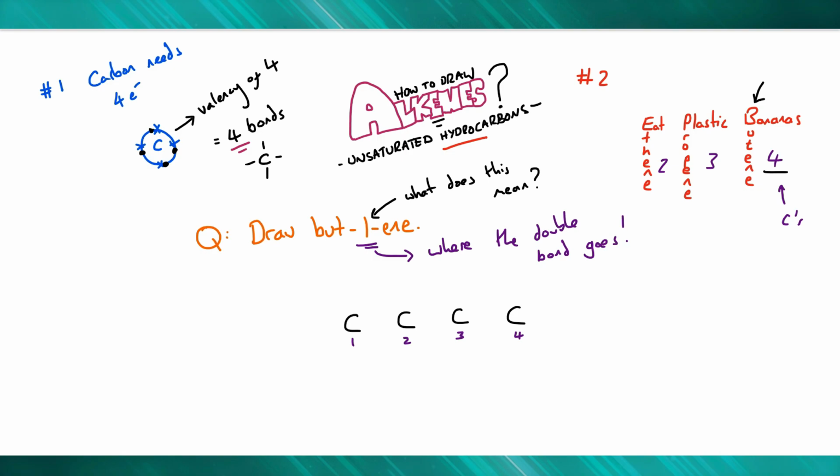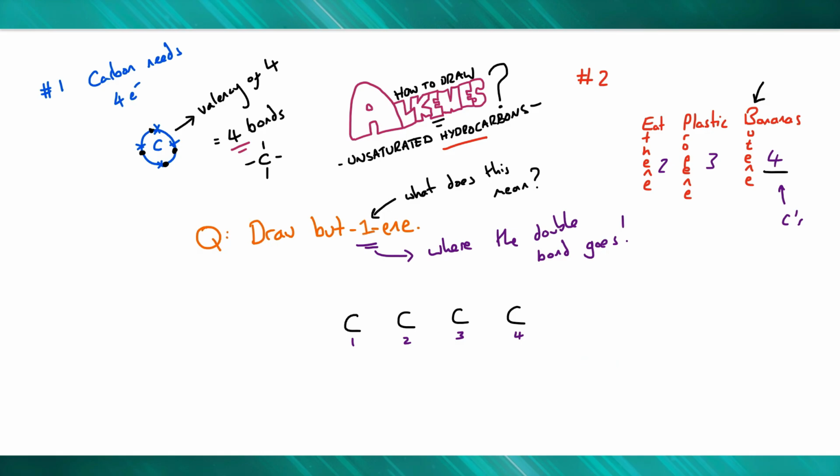So because it's got the 1, it means the first carbon. So it's got to have a double bond from that first carbon atom. So we put that in here. Now if that number was 2, you'd go from the second carbon atom and across, so it would look like that. So let's go back to the one we had, which is but-1-ene.